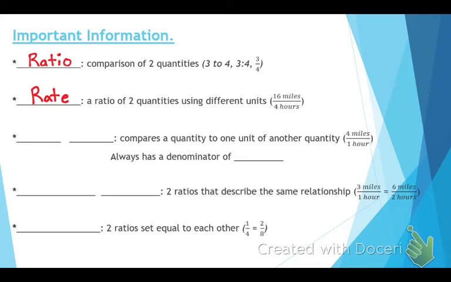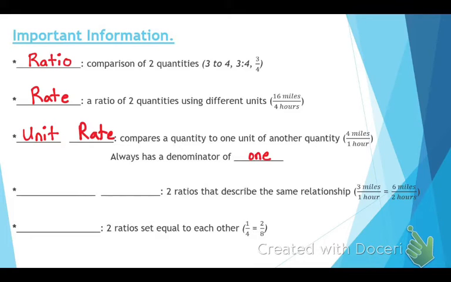This compares a quantity to 1 unit of another quantity. So in this case, 4 miles per 1 hour. Does anyone remember what that is? A unit rate. Very good. Now, something that's important about a unit rate, it will always have a denominator of 1. Write that in there with your red pen.